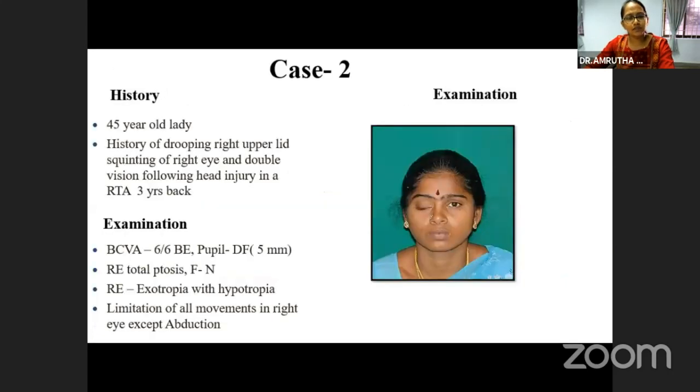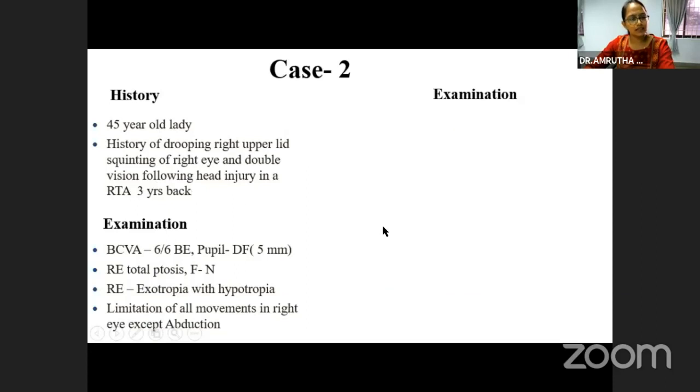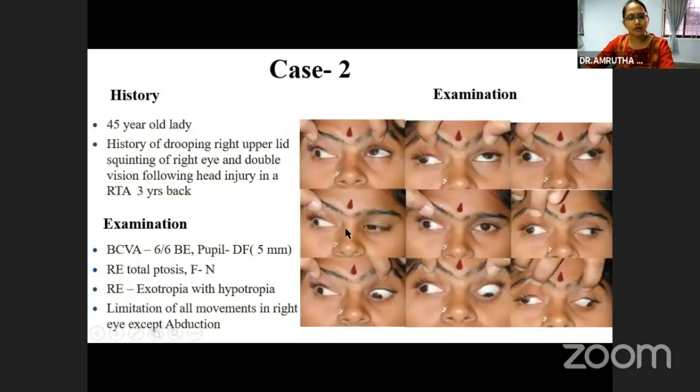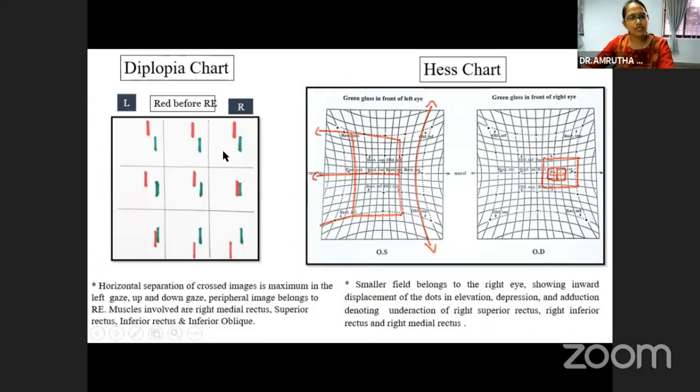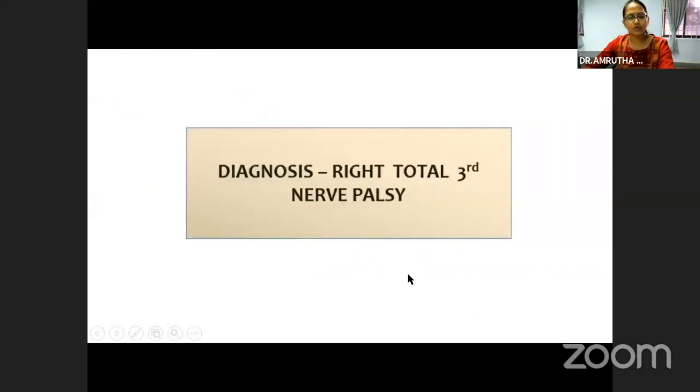I'm skipping the management. My second case is a lady who presented with ptosis, sudden onset, and she had an RTA 3 years ago. In primary gaze, she had an exotropia with hypotropia. In all gazes she had limitation of movement except the right eye abduction was present. So the Hess chart showed limitation, and the smaller field belonged to the right eye, and the diplopia chart showed maximum separation in all the gazes except the dextroversion. So this is a right third nerve palsy.